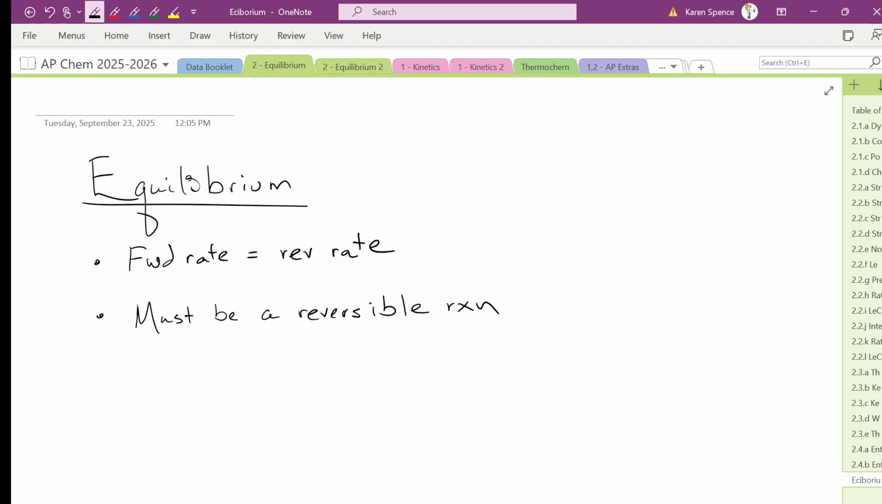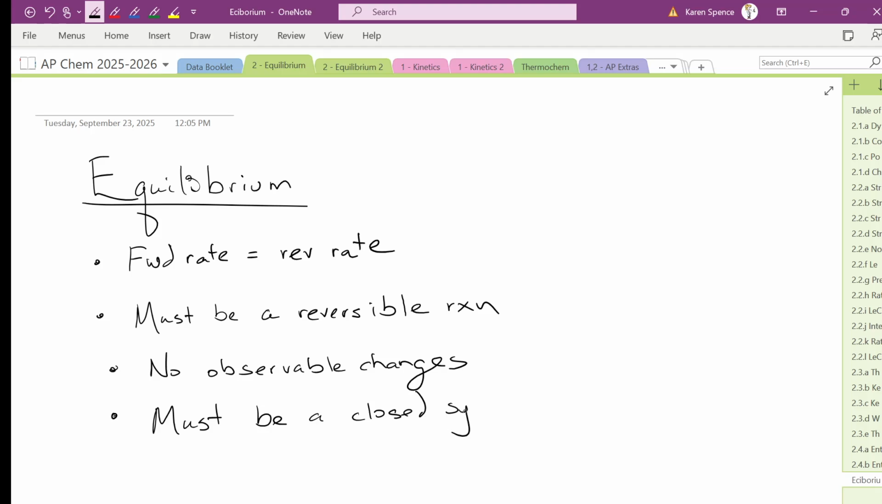What else, Baran? No observable changes. What else we got? Joanne? Has to be a closed system. Yes? Yeah, Gibbs free energy equals 0. Nice.